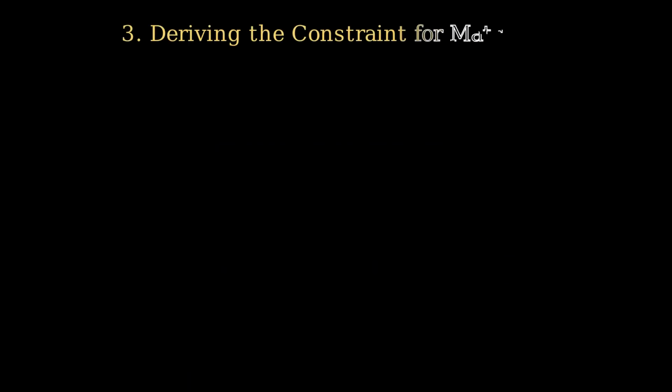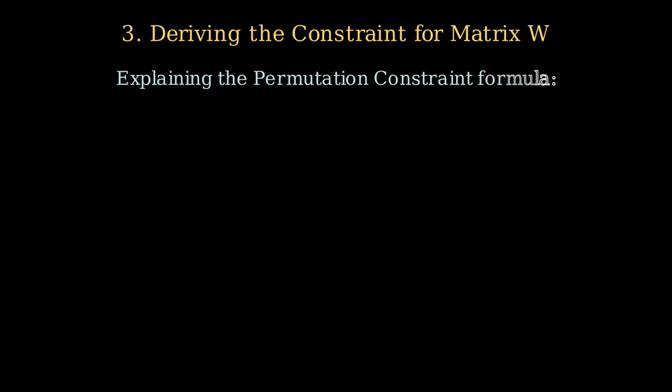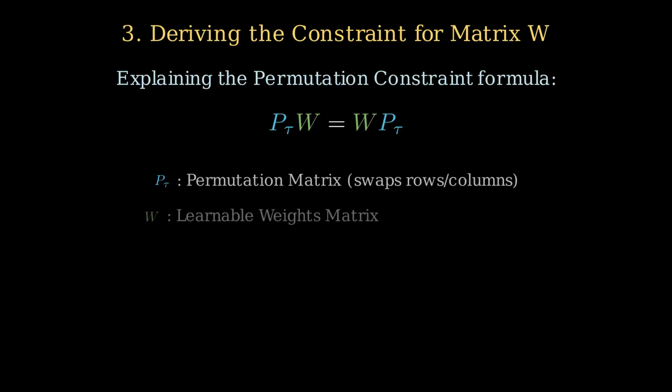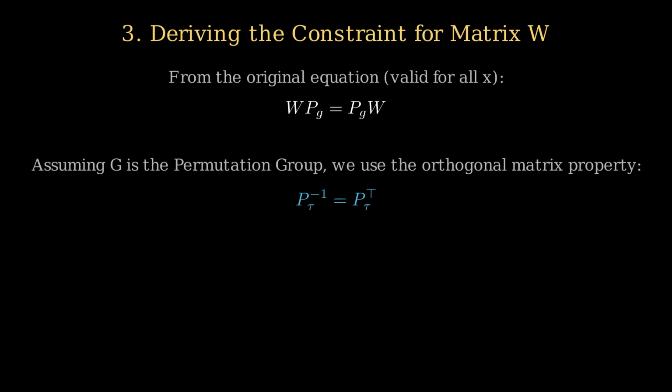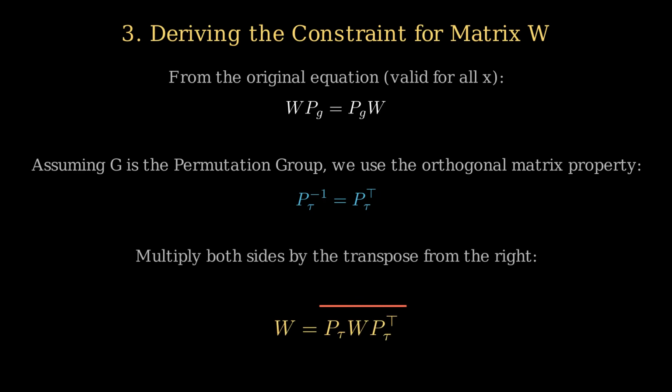Now, let's derive the constraint for the weight matrix, specifically for the permutation group. Here, P_tau is the permutation matrix that shuffles rows and columns, and W is our parameter matrix. Starting from the original commutative equation, we drop the X. Since permutation matrices are orthogonal, their inverse is simply their transpose. By multiplying both sides by the transpose from the right, we arrive at the final condition. The matrix W must be invariant to conjugation by the permutation matrix.